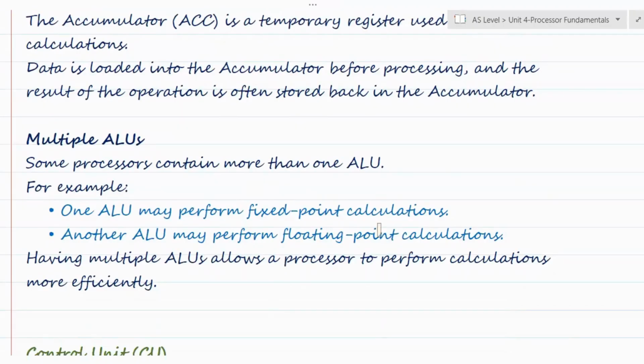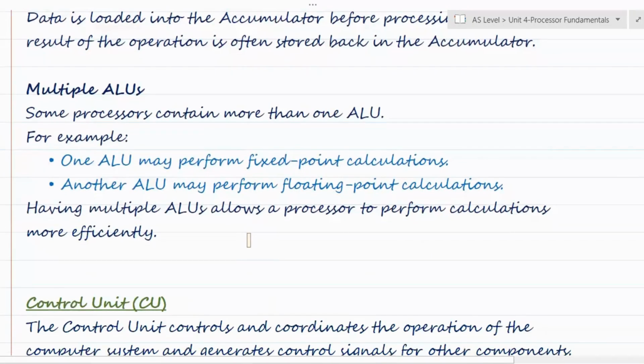Modern processors often contain more than one ALU. Why? Because modern computers perform millions of calculations simultaneously. So some arithmetic logical units may specialize in whole number calculations, while others handle decimal or floating point calculations. So this improves the overall performance of the computer.